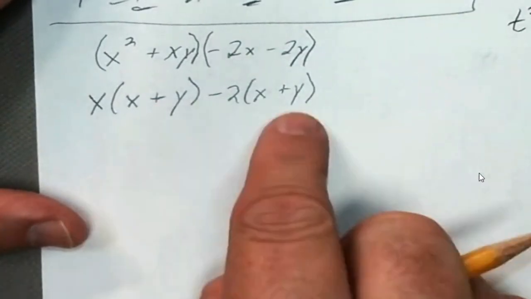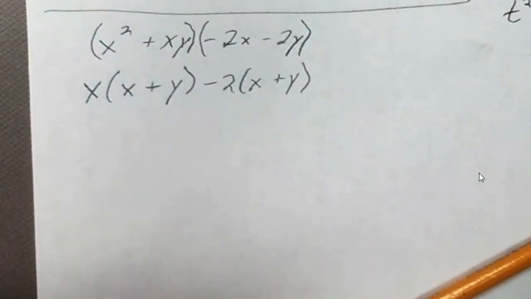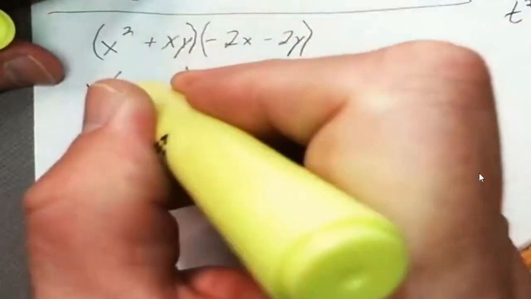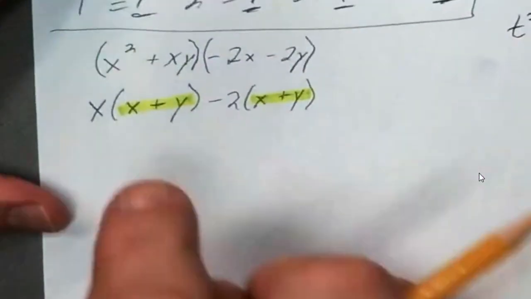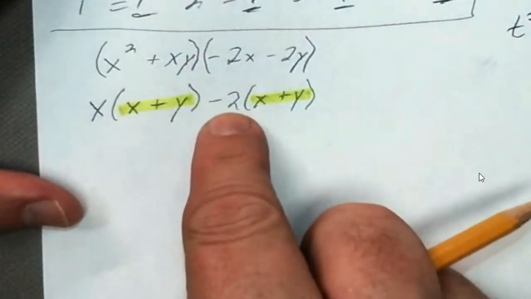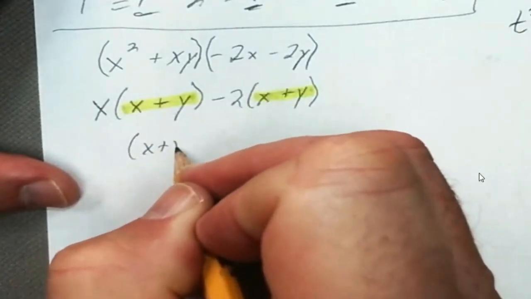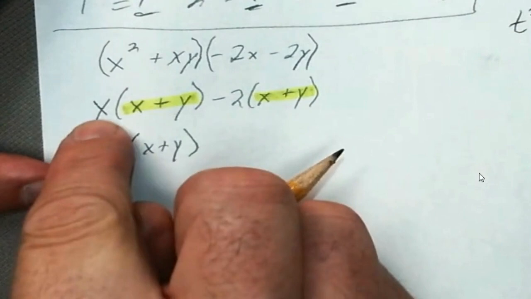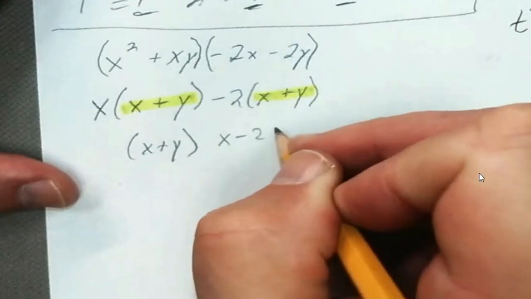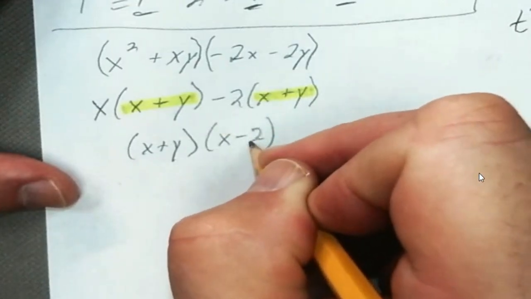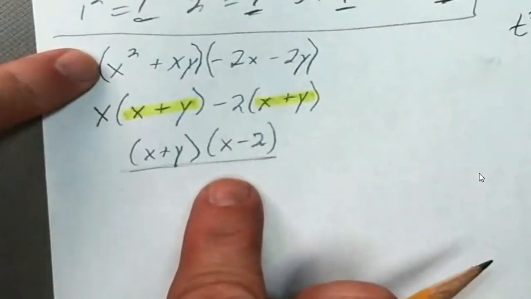Now I have two terms, and both of them have an x plus y. So I've got x times x plus y minus 2 times x plus y. So if I factor out x plus y, what's left here is just x. What's left here is just negative 2. So these are the factors of this.